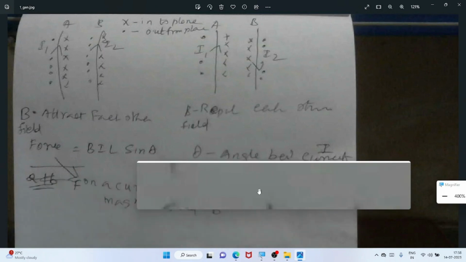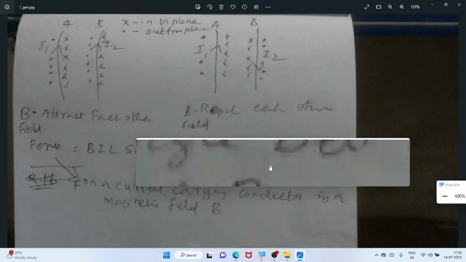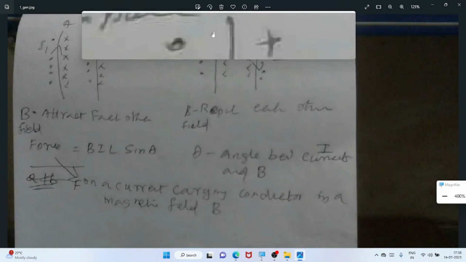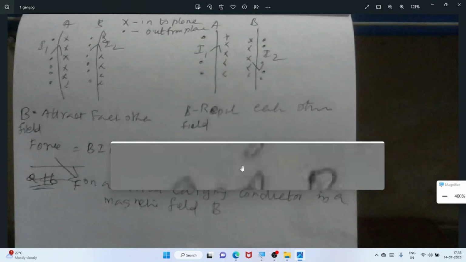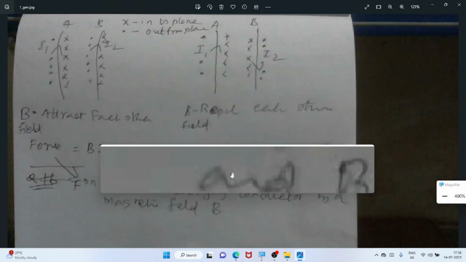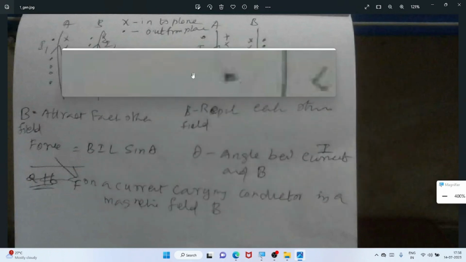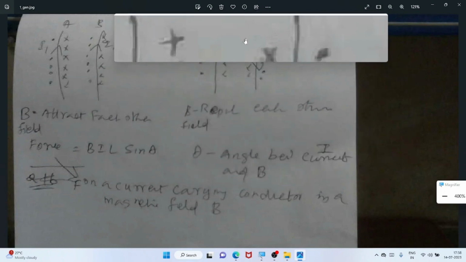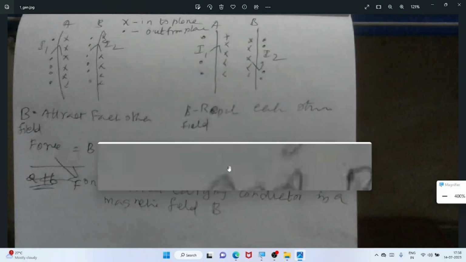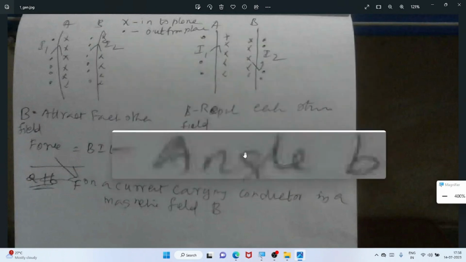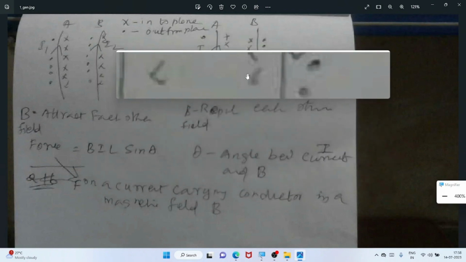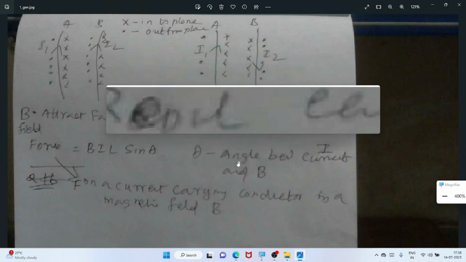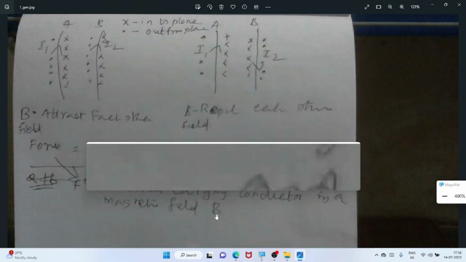Now if one current is flowing upwards in this conductor and downwards in this conductor, look at the fields. Here the field is going inside and coming out, here also going inside and coming out. In between, the field is the same direction, so they will repel each other. Here also going inside, here also going inside, it will repel each other.